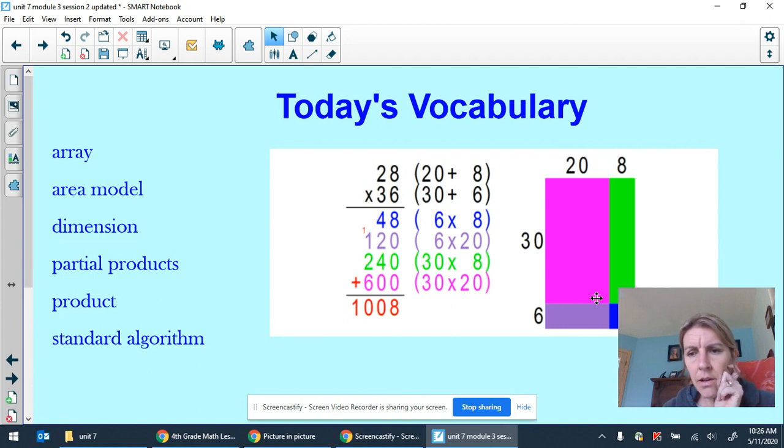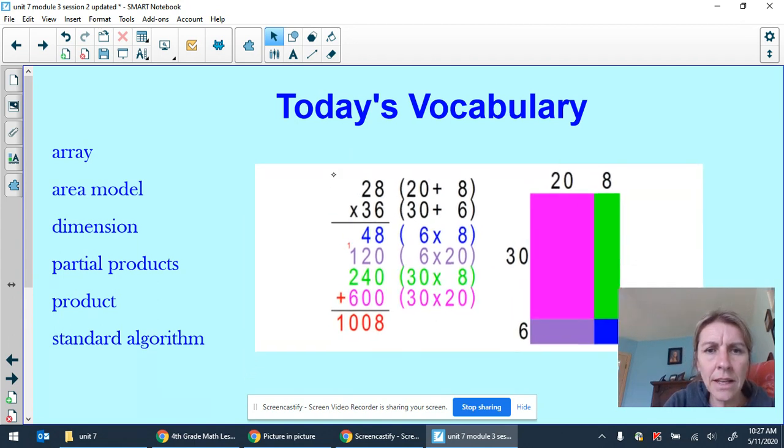A couple of vocab words we're looking at: array, area model, dimension. Dimension is the measurement of a side. Partial products, that's where you break up the number and get a product from that and then add them together. Product is the answer to a multiplication problem. Standard algorithm is represented to the right here.